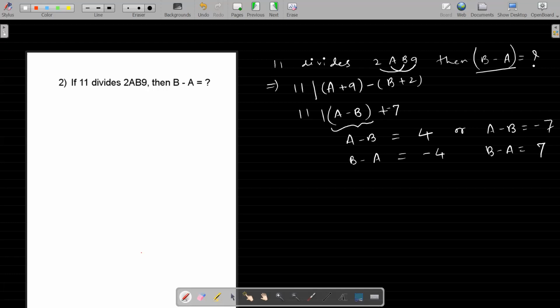Okay, yeah. So B minus A should be minus 4 or plus 7. Okay, now let's try various examples. Suppose I take A as 0 and B as 7, B minus A would be 7. And you can verify that 2079 is divisible by 11. You can check that.